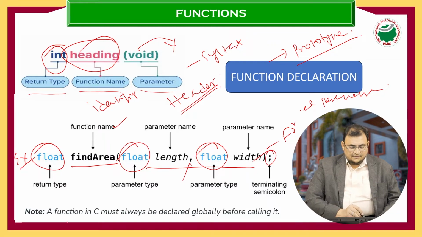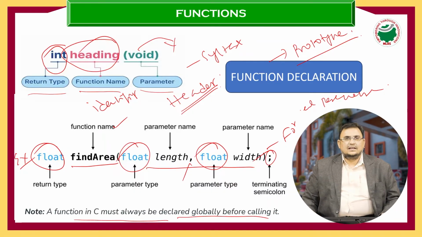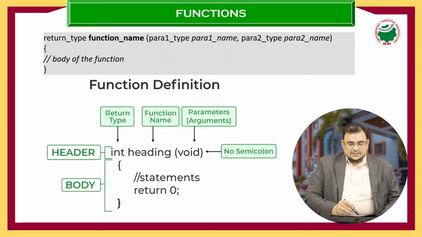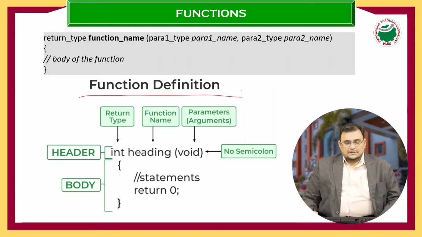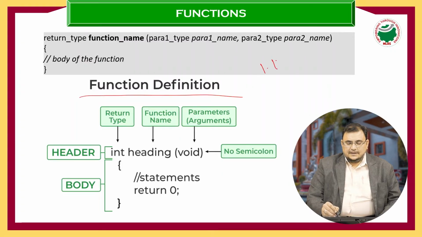So here note, a function in C must always be declared globally before calling it. We can declare the function either locally or globally, but if you declare the function globally, you can call that function anywhere in the program. So coming to the second characteristic, that is called function definition. In a function definition, we are writing two things. One is the header, another one is the body.